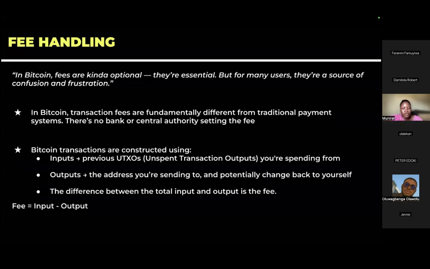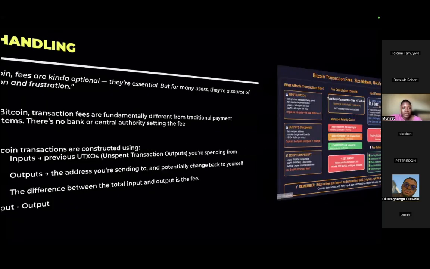And then the difference, so you're not specifying the fee. Nobody is supposed to know that they will send 15 Naira or 48 Naira back to me. No, they don't know. Nobody knows. So the difference between your total input and output is basically the fee. Your fee is just your input minus your output when a Bitcoin transaction is being created.